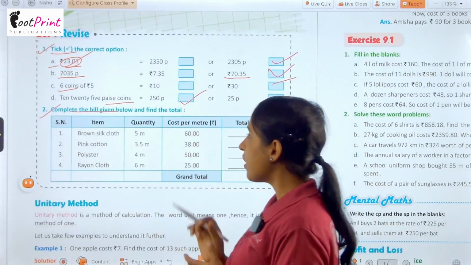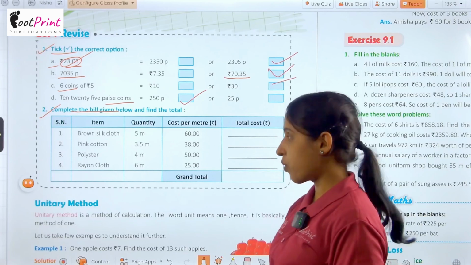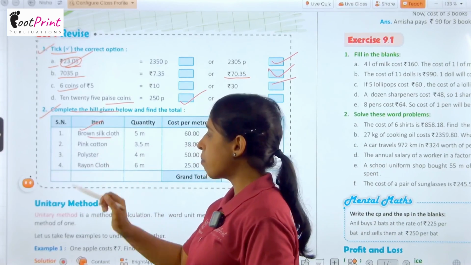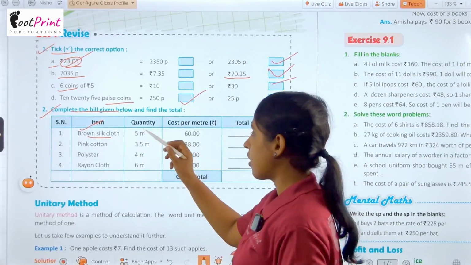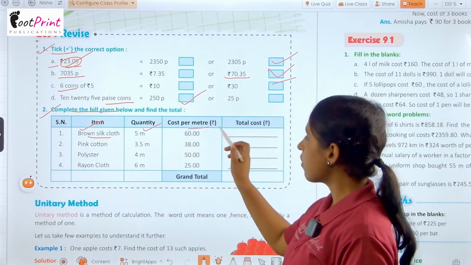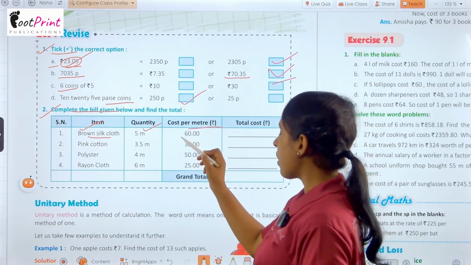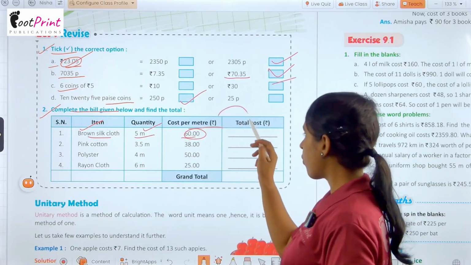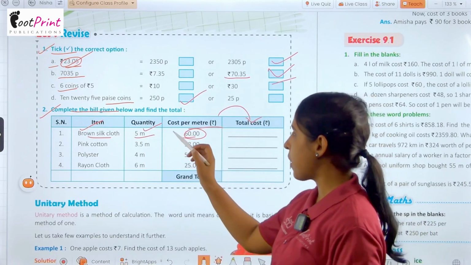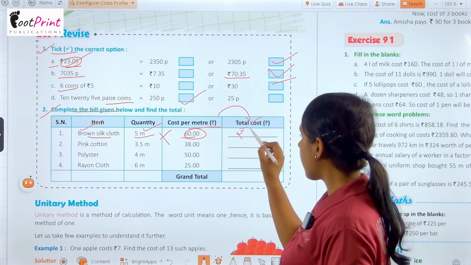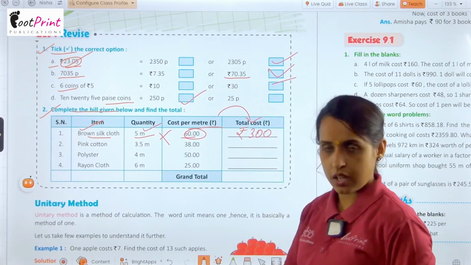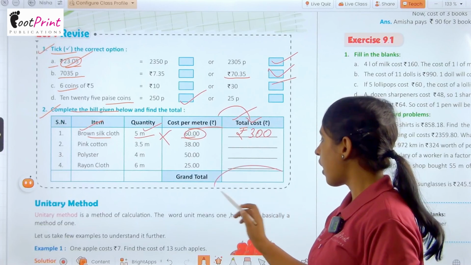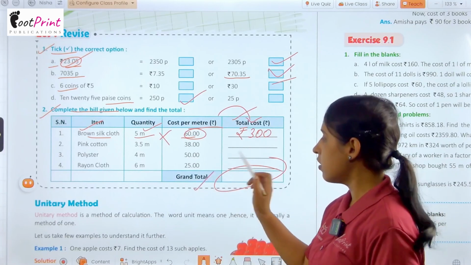Now here we have question number 2. In this, complete the bill given below and find the total. We have the items brown silk cloth, pink cotton, polyester and rayon cloth. The quantity and cost per meter are given. Per meter is 60 rupees and here we have 5 meters. We want to find the total cost, so we multiply and get 300 rupees. Just like that you have to complete the table. Write the total cost and then add all the costs to get the grand total.